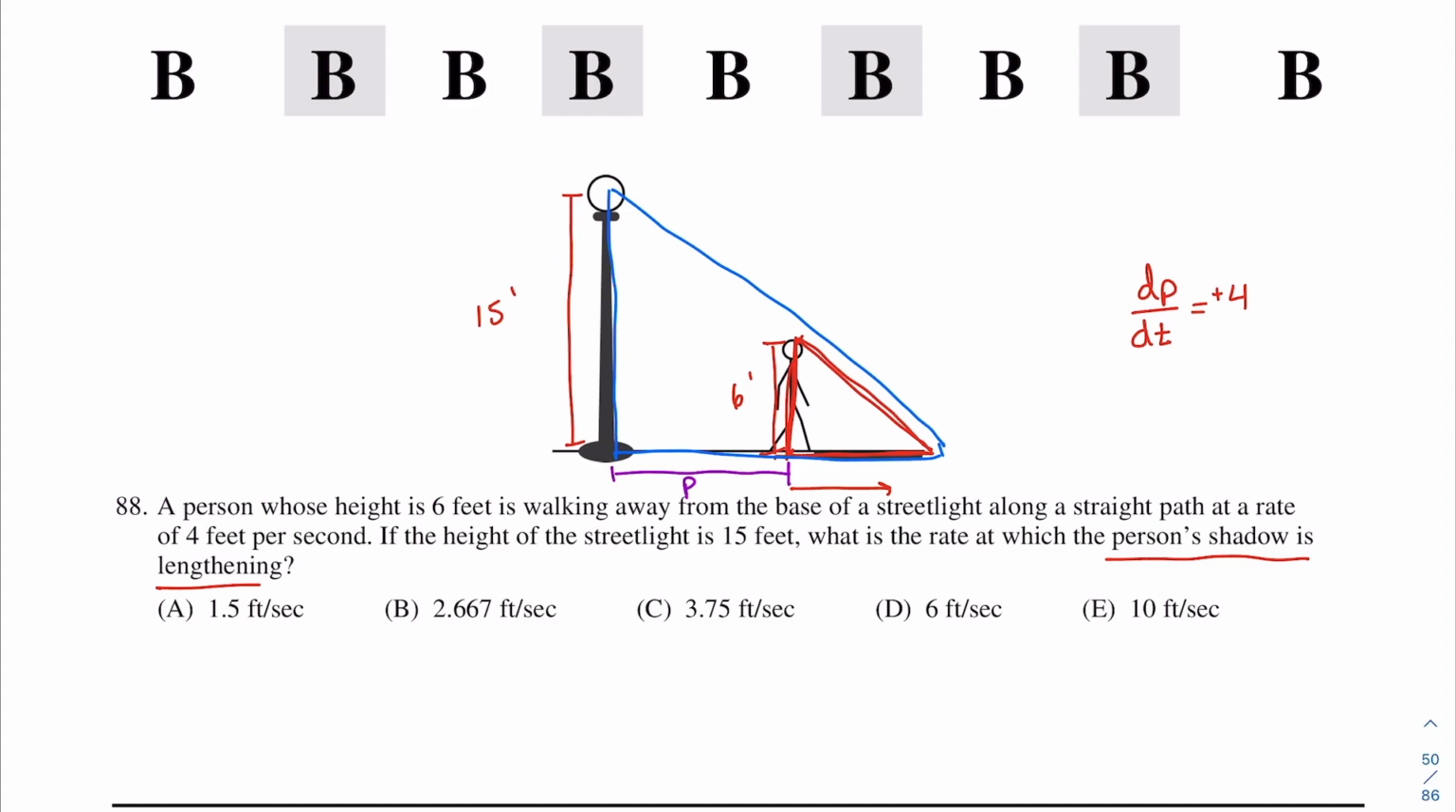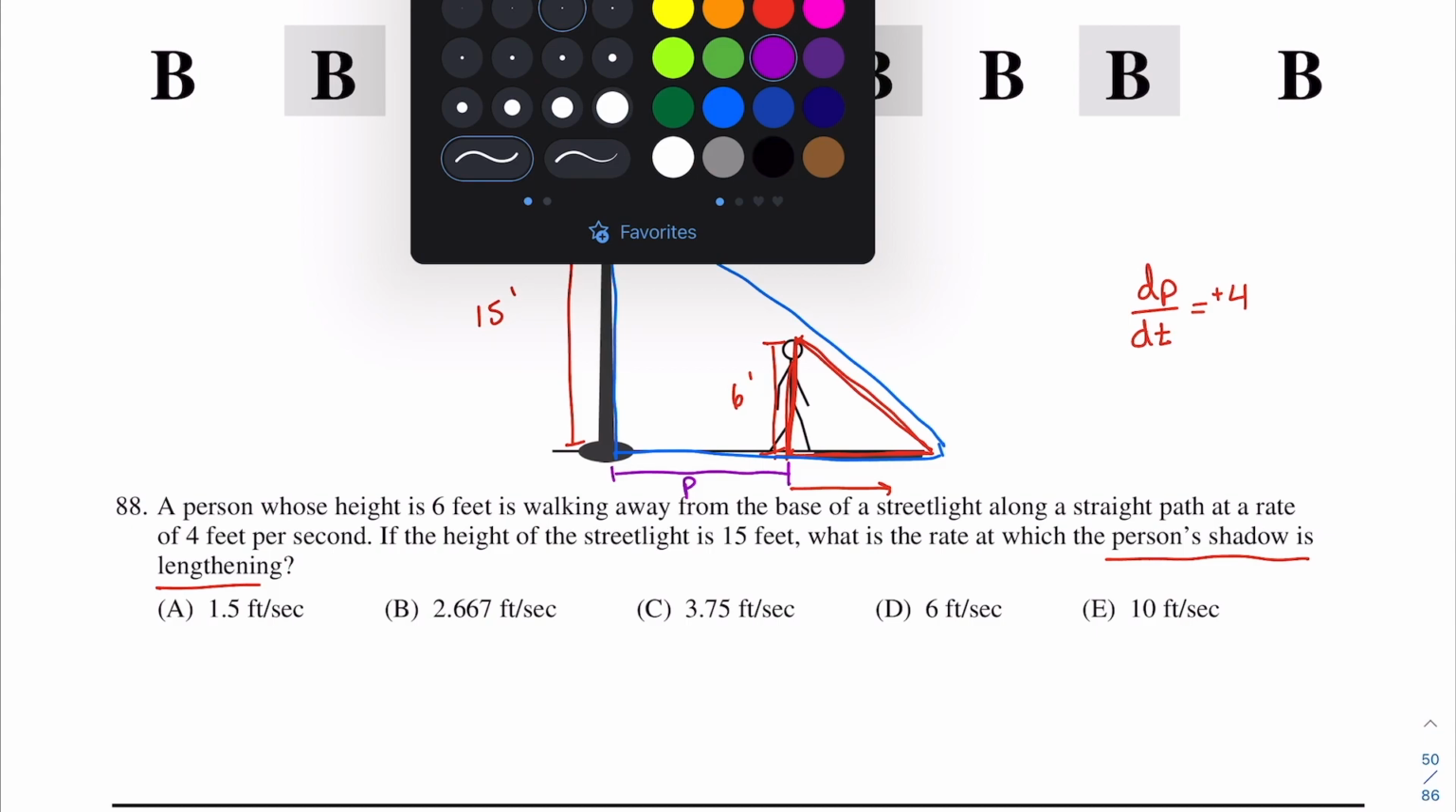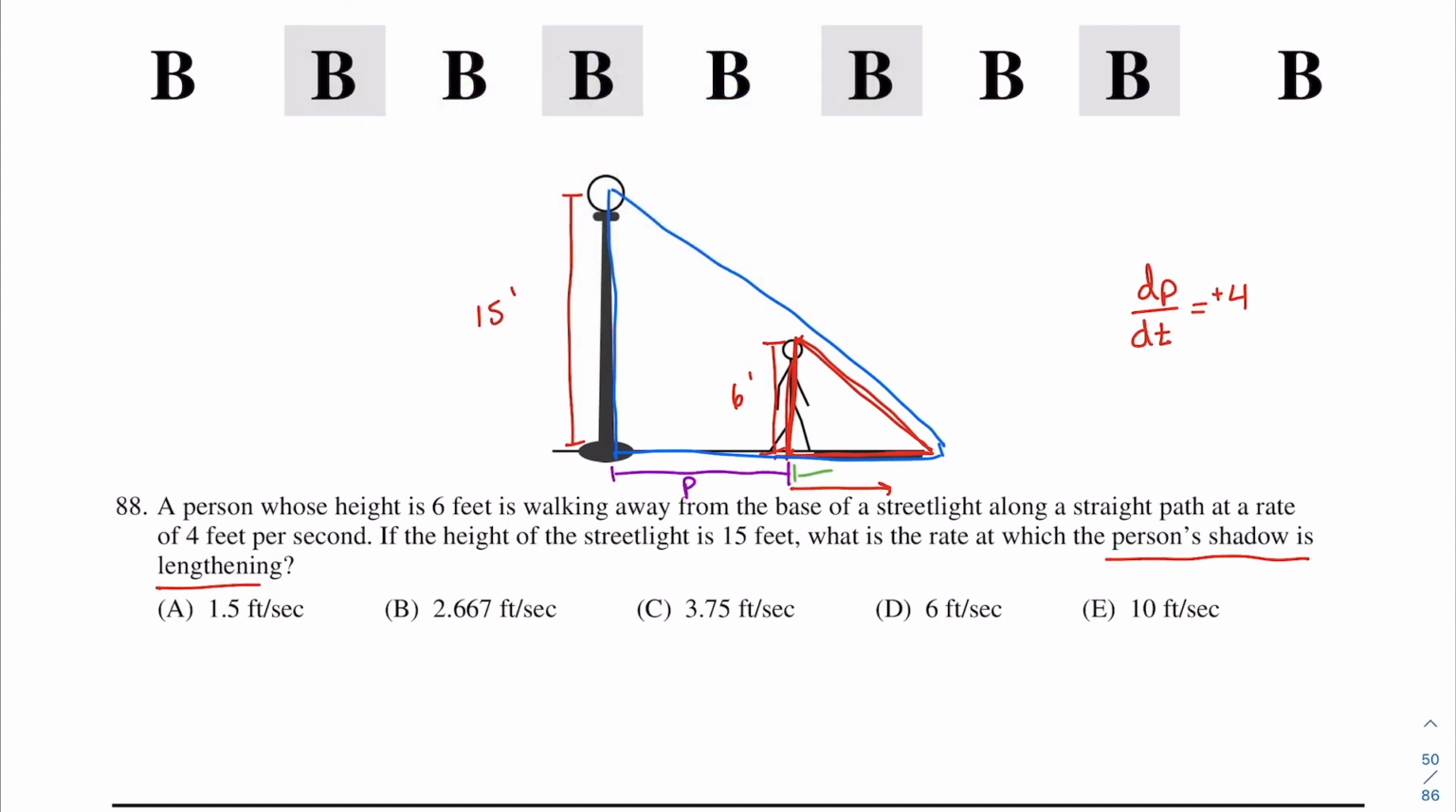And now the other quantity we're looking for here is the shadow. So I'm going to do that in green. And I'm going to call this S. Right? So the distance from where the person is to the end of this triangle is S. And the rate at which that changes is ds dt. And we don't know what that is, and that's what we're solving for. All right. So now we have our two triangles. You can see it. And the related rate is the height.